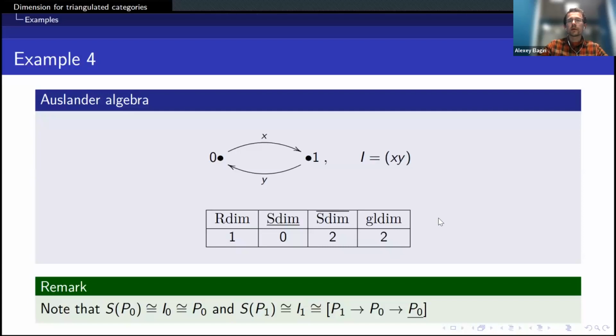This is something very unlike what we have for derived categories of coherent sheaves, where complexes do not tend to spread.